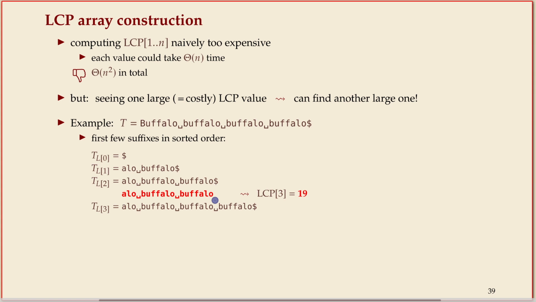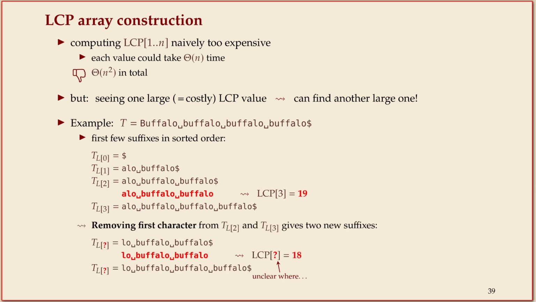Whenever you have this, we actually are guaranteed to find more large values, and we can kind of deduce those. Let me show that on an example, and then we'll do the proper algorithm. So suppose you have a first few of these suffixes of this text in sorted order, and you found a really long common prefix between those two.